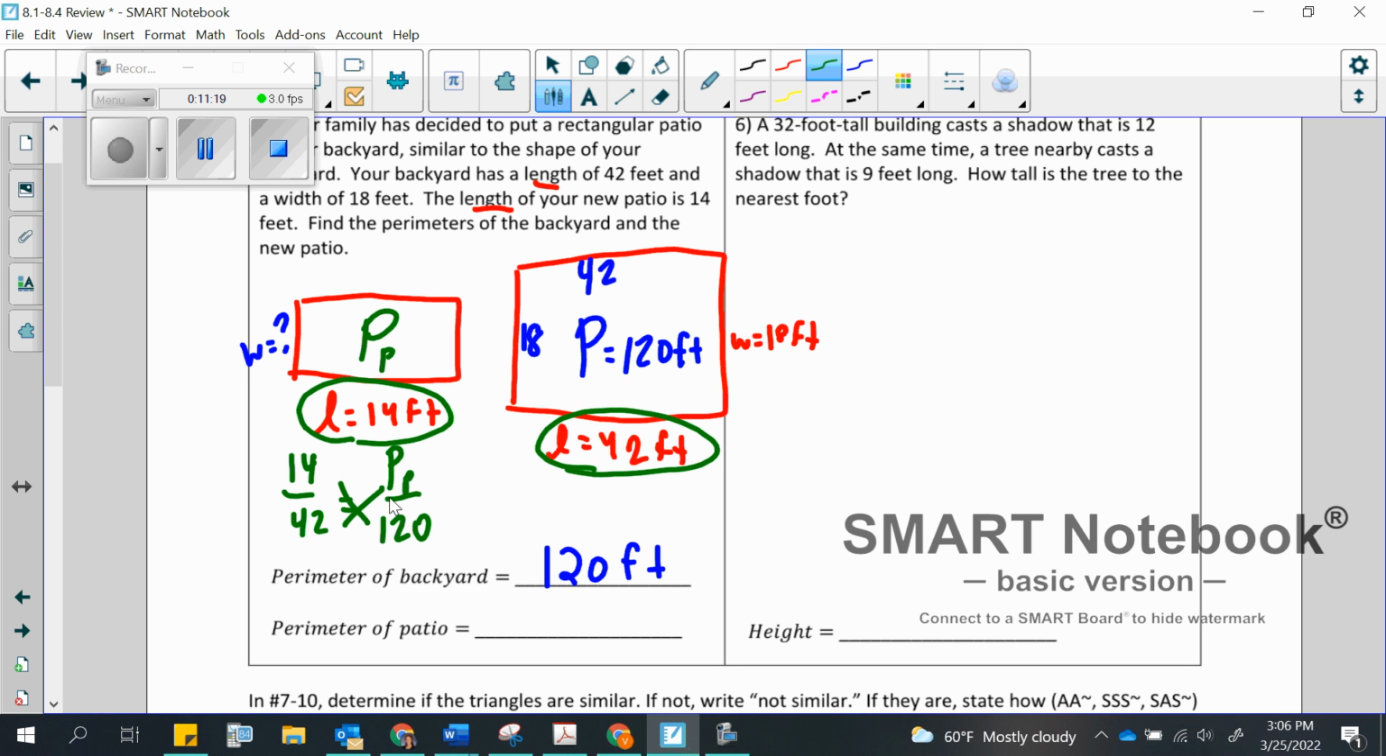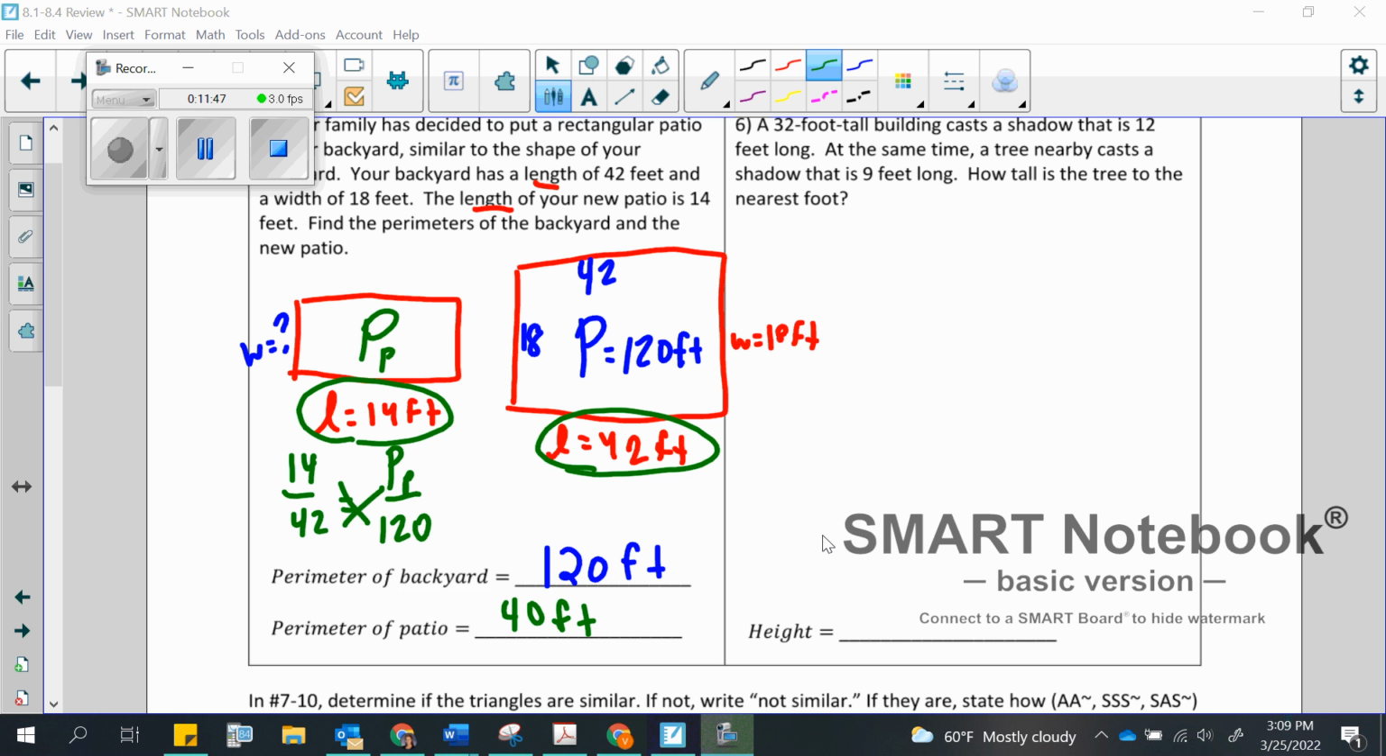Cross multiply. 14 times 120 is going to end up giving me, and I don't think I wrote this out, 14 times 120 divided by 42. So cross multiply and divide, and you'll get about 40 feet. So you'll end up solving and you'll get 40 feet is the perimeter of the patio. Remember, the perimeter of the patio should be smaller than the perimeter of the entire backyard. That just makes sense.